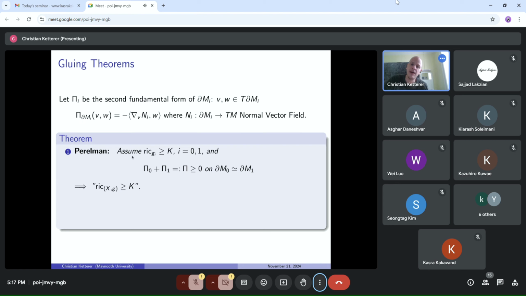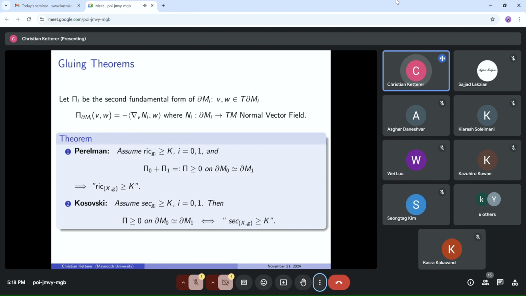So he proved that if we assume a lower Ricci curvature bound for each of the Riemannian manifolds M0 and M1, and moreover that the sum of the corresponding second fundamental forms pi 0 and pi 1, which is a two form on the boundary, is non-negative, then we get the glued space bounded below by K, in this generalized sense that I showed you before. That means that we find a space with Ricci curvature almost bigger than K. So this was proved by Perelman at some point in the 90s.